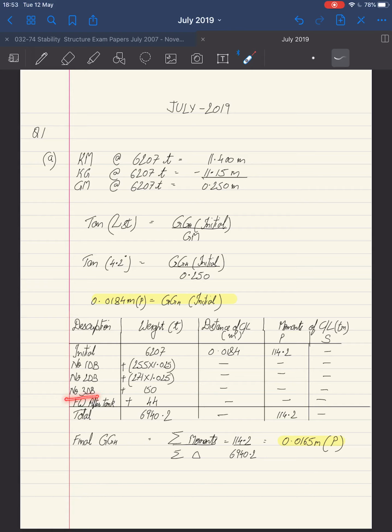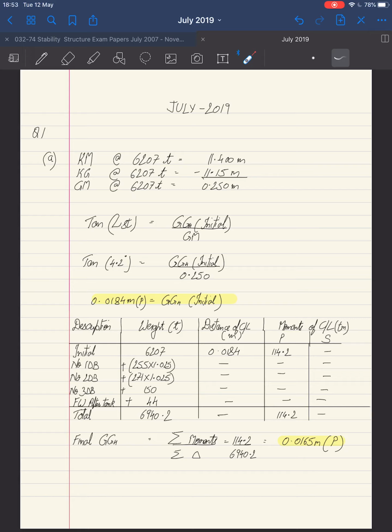Number 3 DB tank, we are supposed to load 150 tons of fuel oil. The distance from centerline is 0, so we have put a dash again, so there are no port and starboard moments. Again, the distance from centerline has been obtained from the ship's particulars. The last one we take in is the freshwater after tank. So we load 44 tons of water and fill the tank completely. Since the distance from centerline is again 0, this value was obtained from the ship's particulars. There are no port and starboard moments.